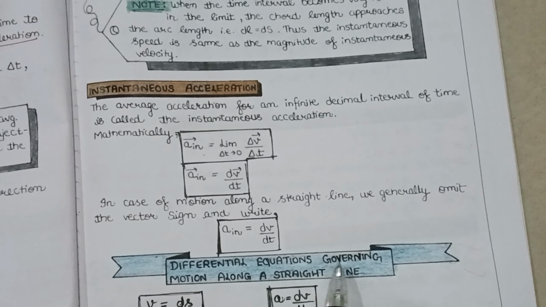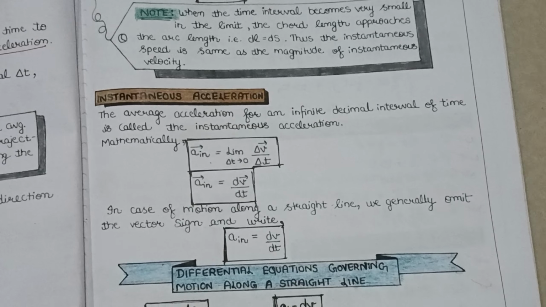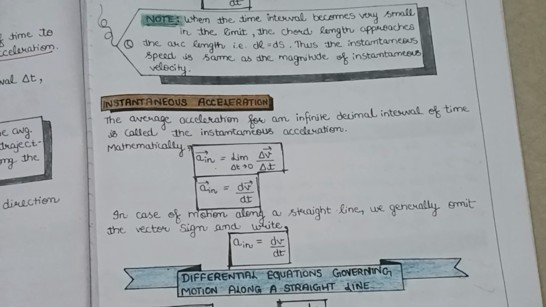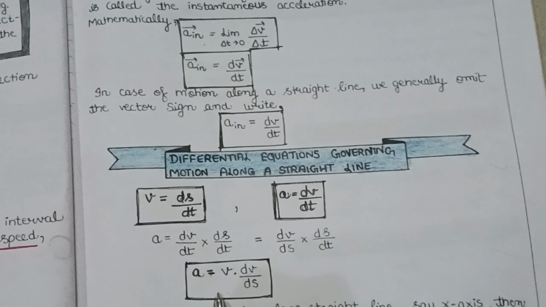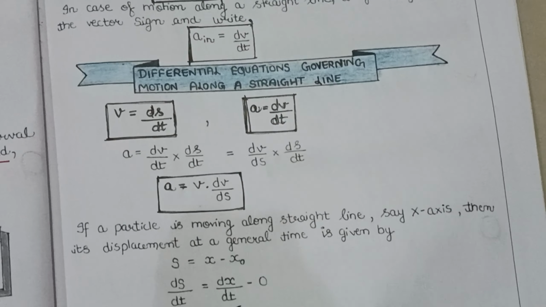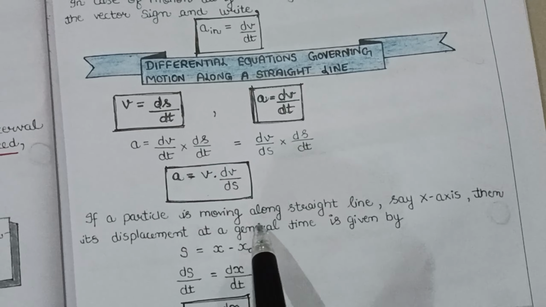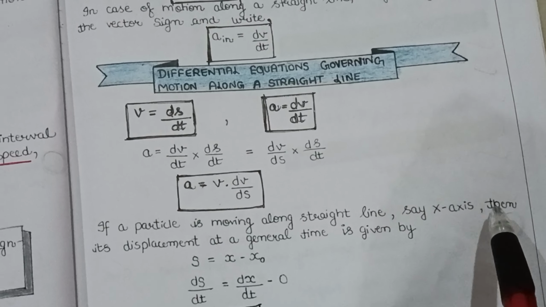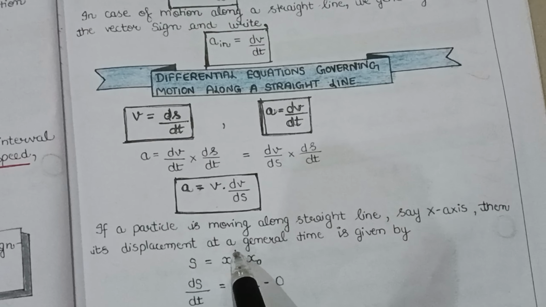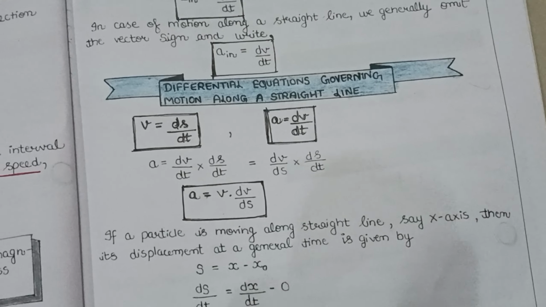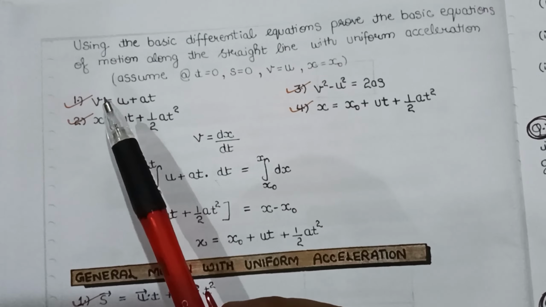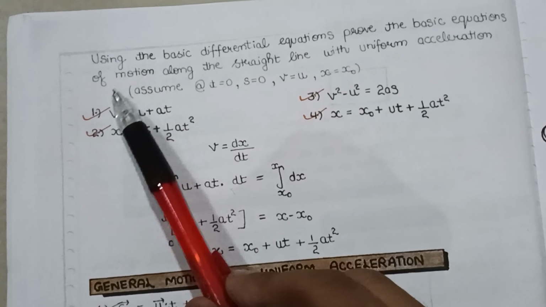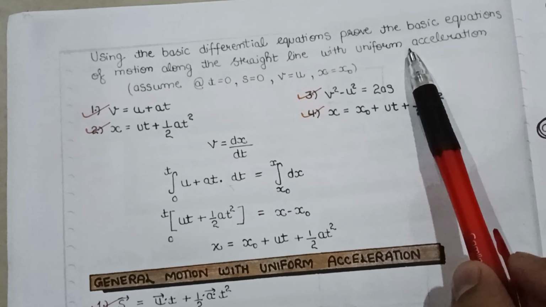Differential equations governing motion along a straight line. v is equal to ds by dt, a is equal to dv by dt, a is equal to v dv by ds. If a particle is moving along a straight line, say x-axis, then its velocity at a general time is given by v is equal to dx by dt. Using the basic differential equations, prove the basic equations of motion along a straight line with uniform acceleration.